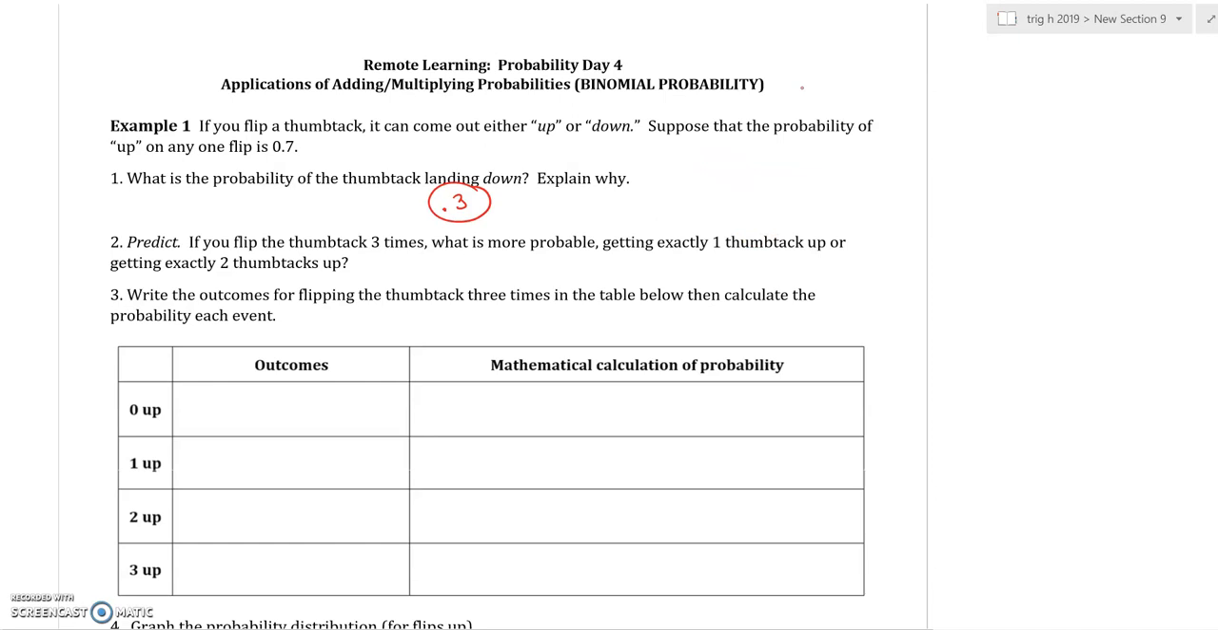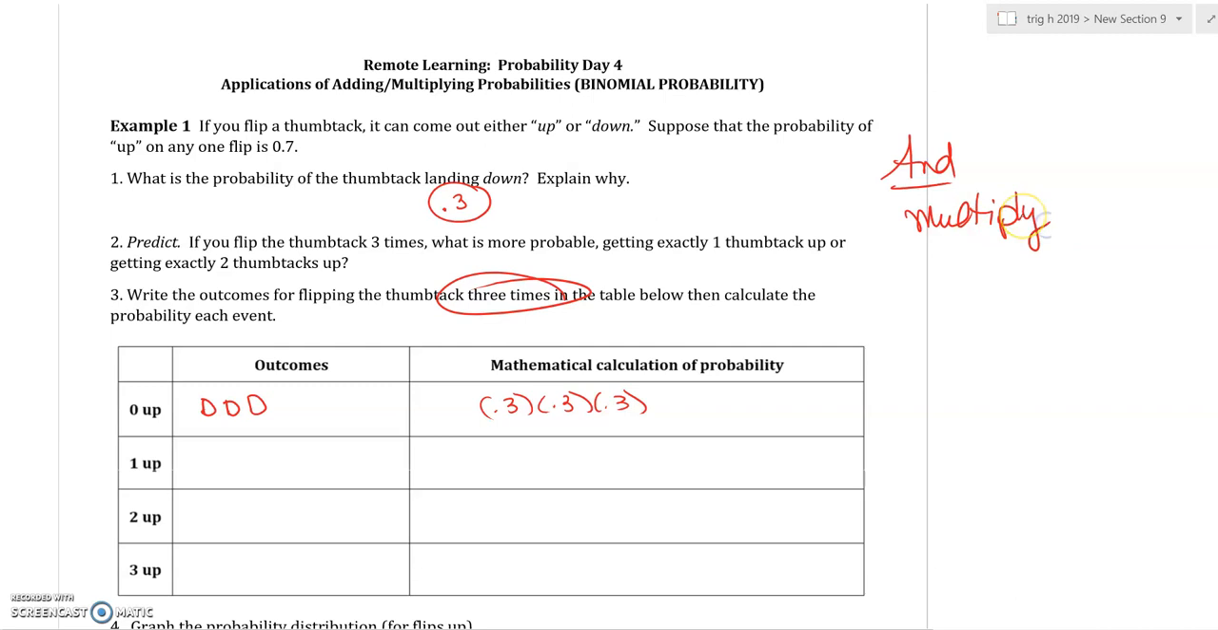Okay, so let's predict. If I flip the thumbtack 3 times, what's more likely to happen? Would I get 1 up and 2 down, or 2 ups and 1 down? Well, I'm thinking probably 2 up and 1 down, since it's more likely to be up, but who knows? Let's see what happens. So first of all, if I have 0 up out of the 3 flips, wouldn't that be down, down, down? So down and down and down. And remember when you say and, you multiply. Okay, so we end up with 0.027.